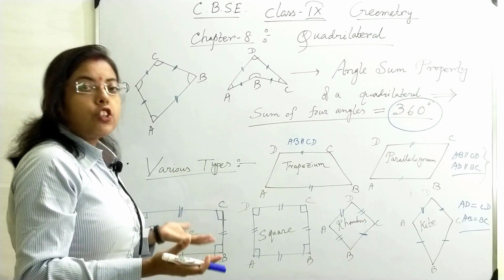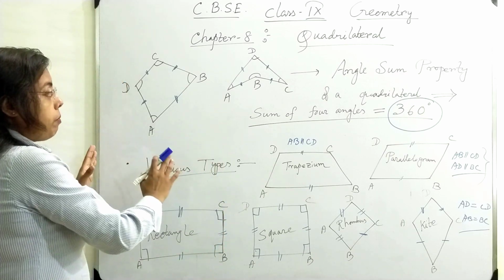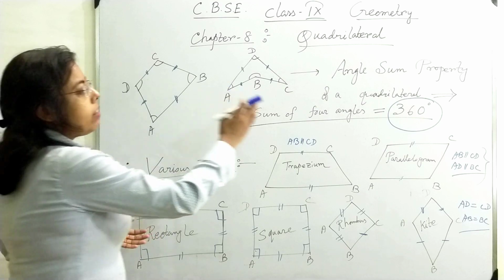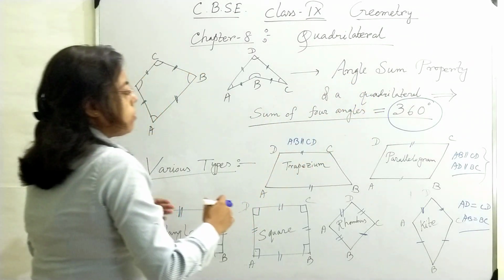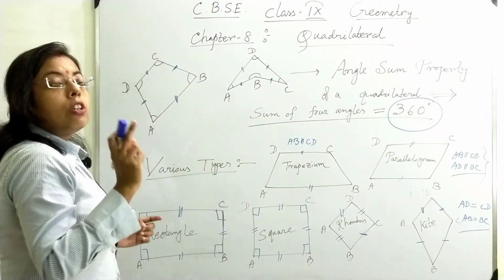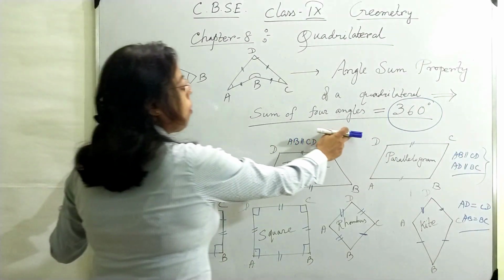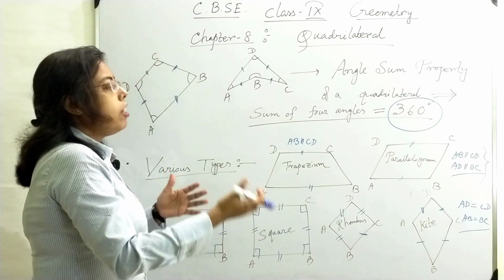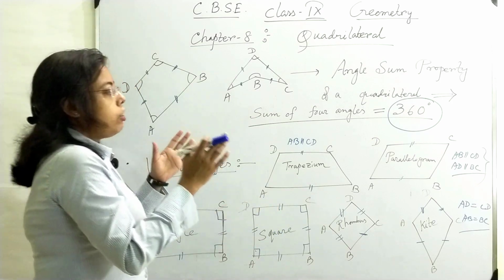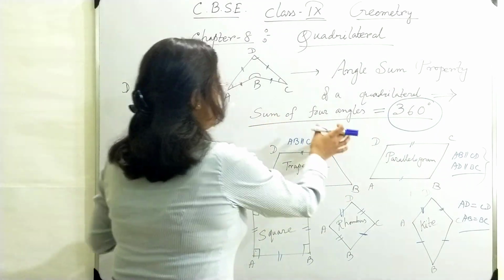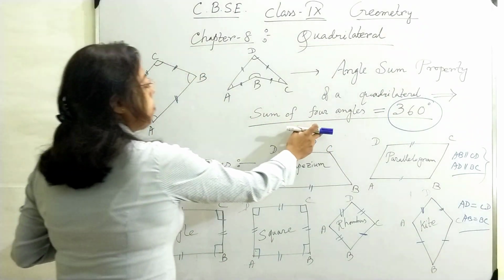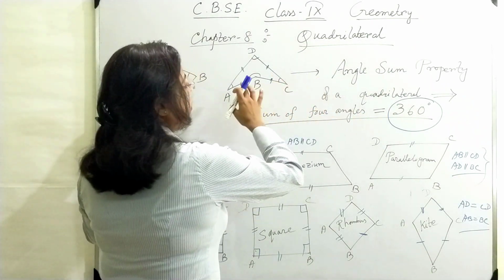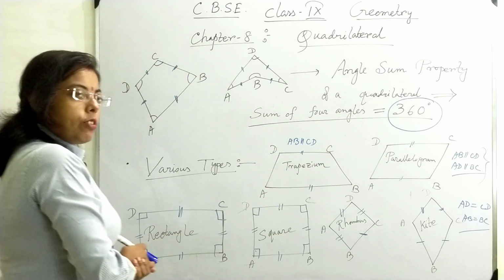It may be of different shapes, but whatever the shape, the angle property of a quadrilateral tells us that the sum of four angles will equal 360 degrees. This is the very vital point. We will use this point in mathematical questions and answers, and in theorems also we use it. Okay, so please note it down. This is a very important point, that the sum of four angles of a quadrilateral must be equal to 360 degrees.